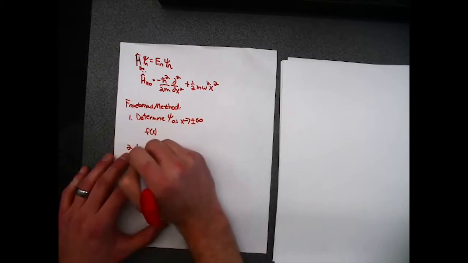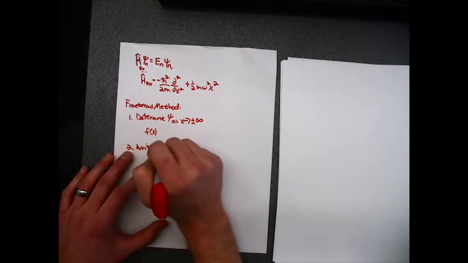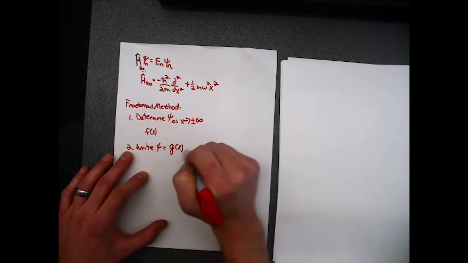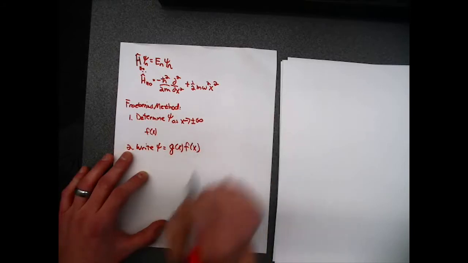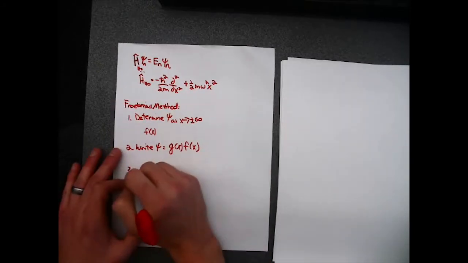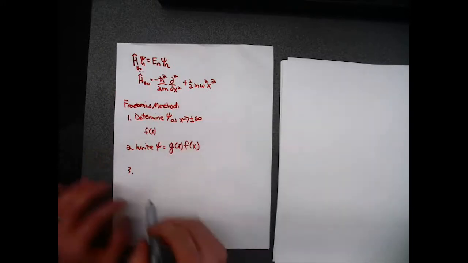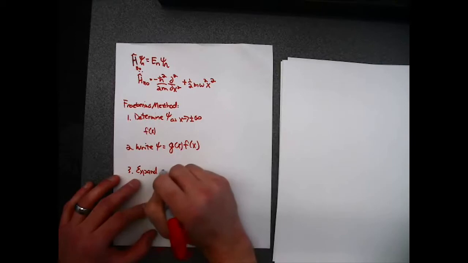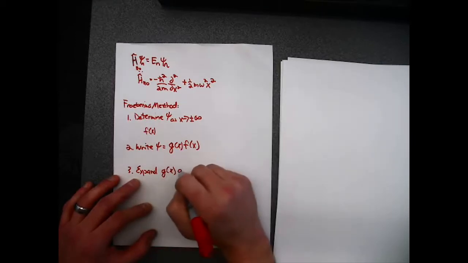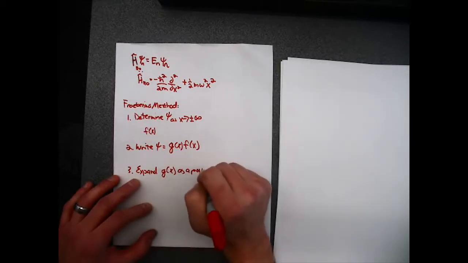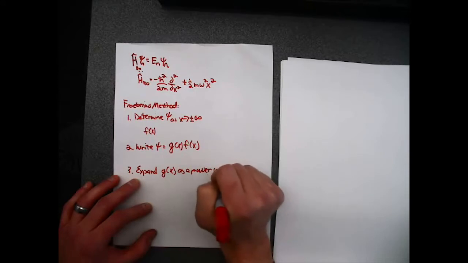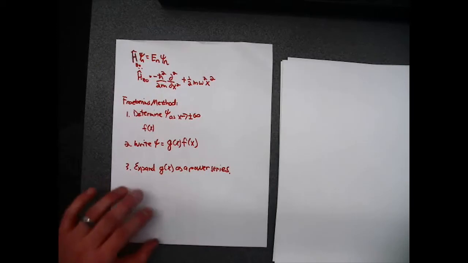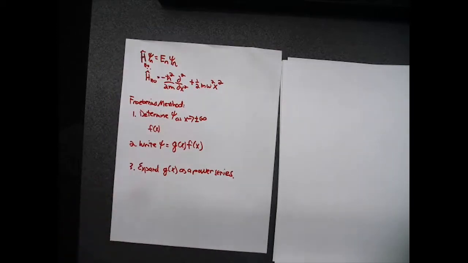And we're going to determine its asymptotic behavior is going to be some function of x. And then we're going to write psi as some other function of x, g of x, times its asymptotic behavior. And then the third thing we're going to do is we're going to expand g of x as a power series. And so we're going to write it in terms of a set of coefficients times polynomials.